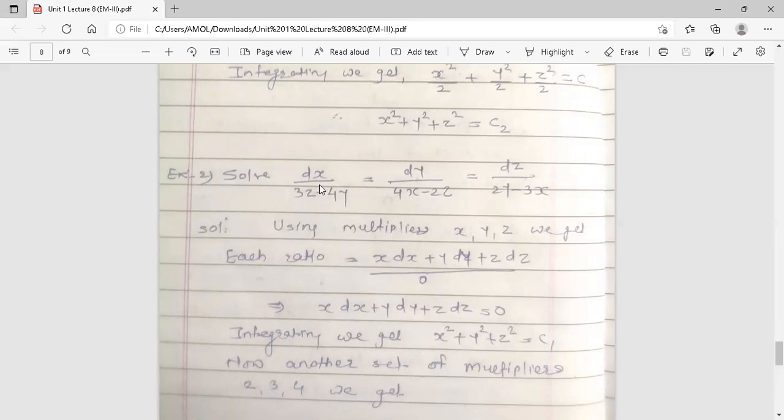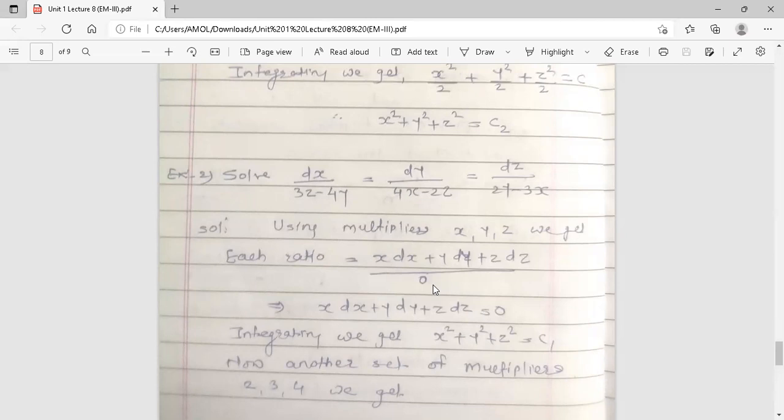If we multiply the first denominator term by x, the term will be 3xz minus 4xy. The middle denominator term, you multiply it by y, 4xy minus 2yz, and the third term, you multiply it by z, 2yz minus 3xz. And if we do the addition of all the terms, then its value is 0 here. Now the addition of the denominator terms is 0.